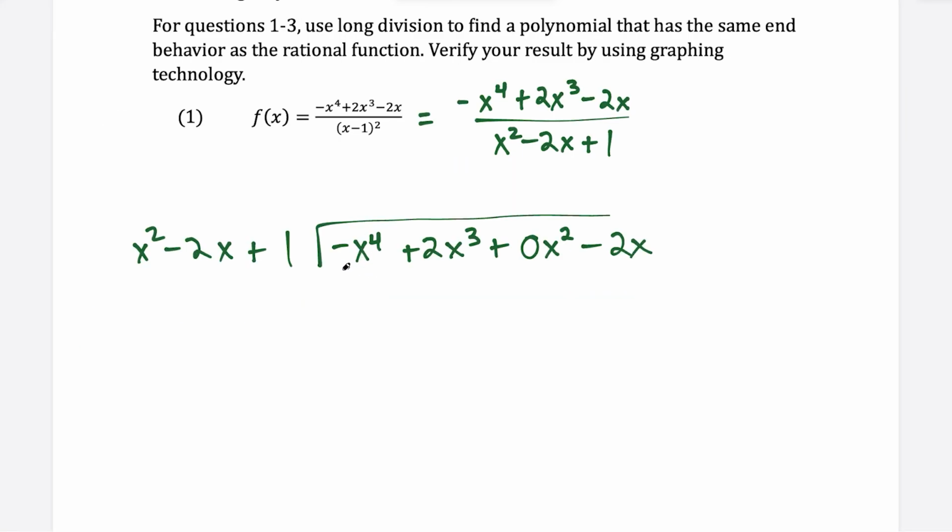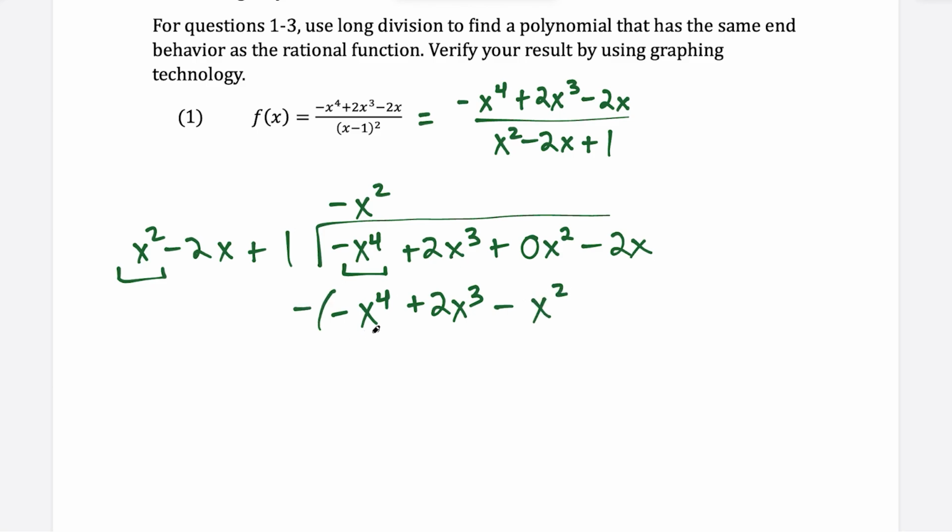So now we start the division and we're focusing on the leading terms. So I'm doing negative x to the fourth divided by x squared is negative x squared. And then we distribute. We have negative x squared times x squared is negative x to the fourth. And then we have negative x squared times negative 2x is positive 2x to the third. And then I do negative x squared times 1 is negative x squared.